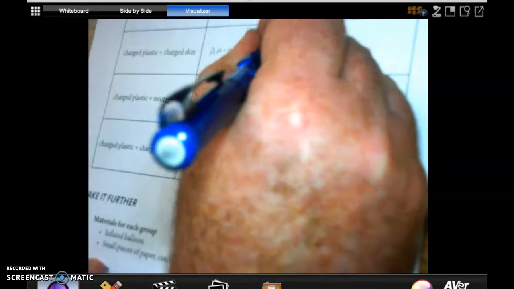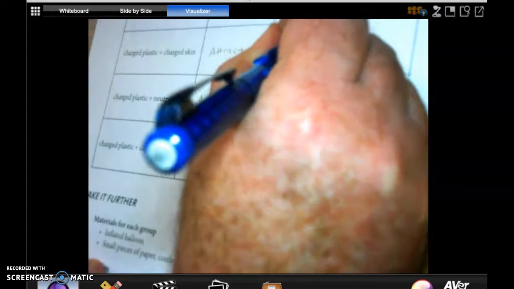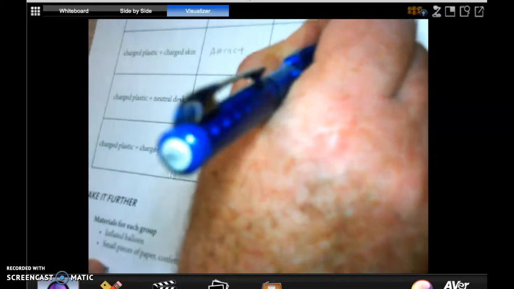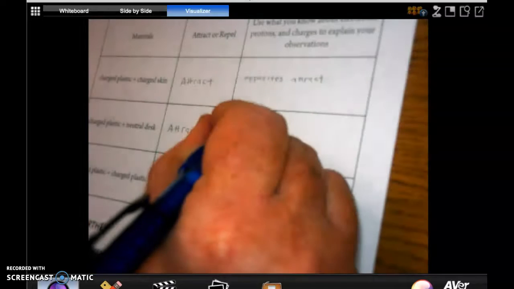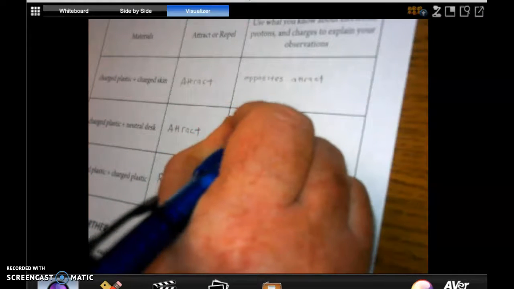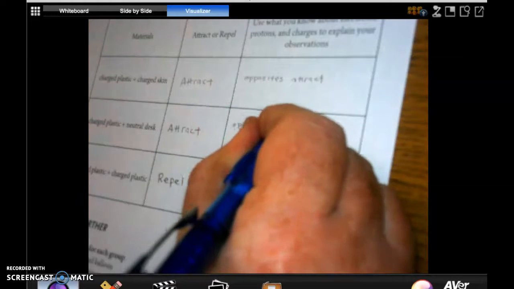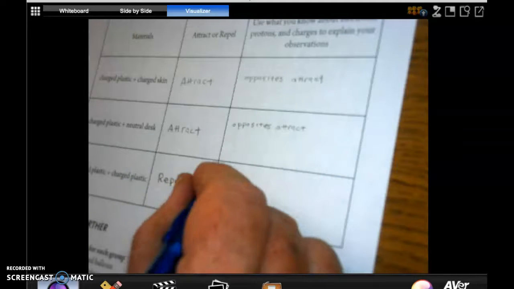And that's why the balloon picked up the little pieces of confetti. I think we still need to fill in this part of the chart. So here we can write opposites attract. And same here, opposites attract. And like charges repel.